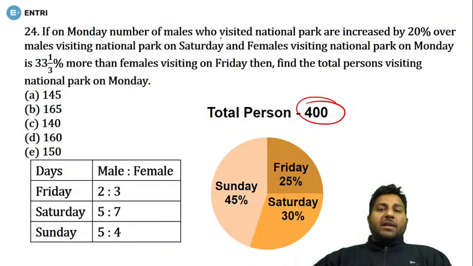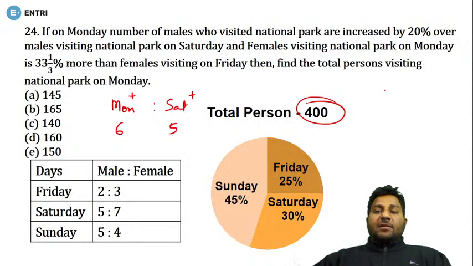If on Monday the number of males who visited the national park is increased by 20% over males visiting the national park on Saturday, clearly the ratio of Monday and Saturday will be 6:5. And females visiting the national park on Monday will be 33 and 1 by 3% more than those visiting on Friday. So 4:3.